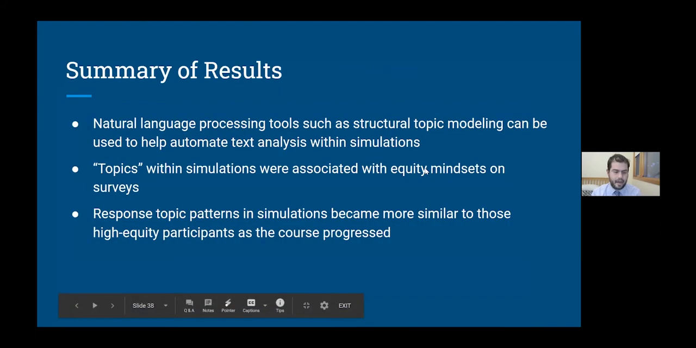So just to summarize, natural language processing tools such as structural topic modeling can help with these large simulation data sets to understand what's happening in these simulations and to identify topics that are emerging. What was really exciting for us was that we would bring these results to our designers and they would say, yeah, I actually included that thing in that simulation on purpose. I want to see how people would respond. So it's interesting that the machine learning model was able to pick up on some of those nuances.